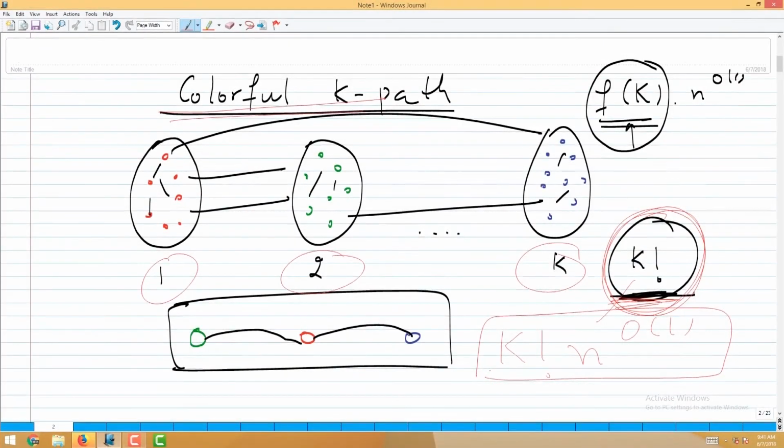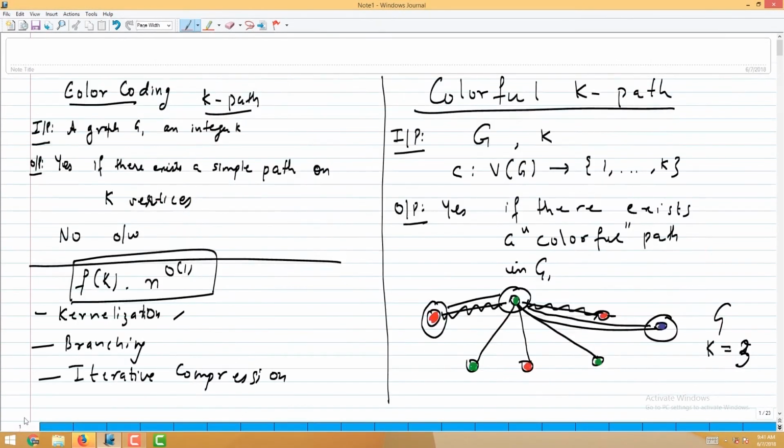And what was the goal? Our goal was to actually solve the original k-path problem, right? Now we have an algorithm with running time k factorial times polynomial in n for the colorful k-path problem. Using this algorithm, we want to design an f of k times polynomial in n algorithm for k-path. So what could one possibly do? I have given you an algorithm to solve colorful k-path, so to solve the k-path problem, you can use this algorithm as a black box.